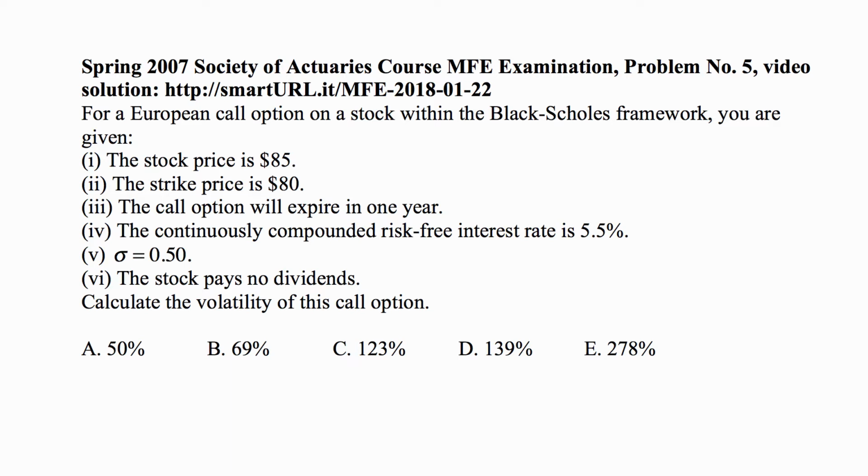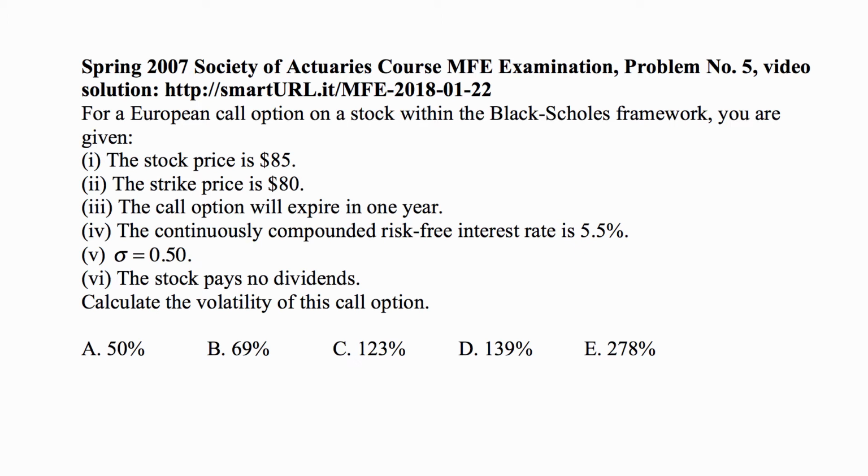Here's the problem for today for exam MFE. This is Spring 2007 Society of Actuaries course MFE examination, problem number 5. For a European call option on a stock within the Black-Scholes framework, you are given the stock price is $85. The strike price of the option is $80. The call option will expire in 1 year.